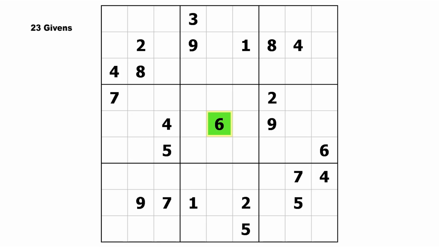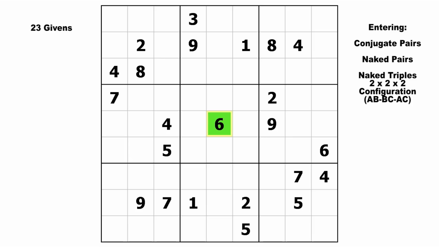Now I suggest that you stop the video and try to solve this puzzle on your own before watching this demonstration, but that's entirely up to you. My system of entering candidates is fully described in lesson number 6 of this series, but in a nutshell, we will be entering conjugate pairs, naked pairs, and 2 by 2 by 2 triples. And if a candidate can appear 3 or more times in any particular house, we will just leave it blank, at least temporarily. Got it?